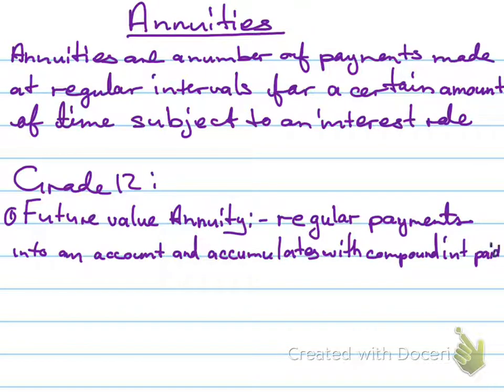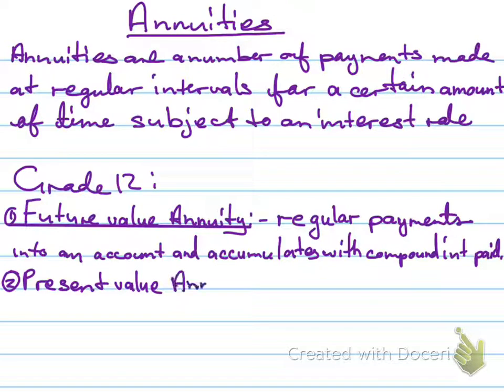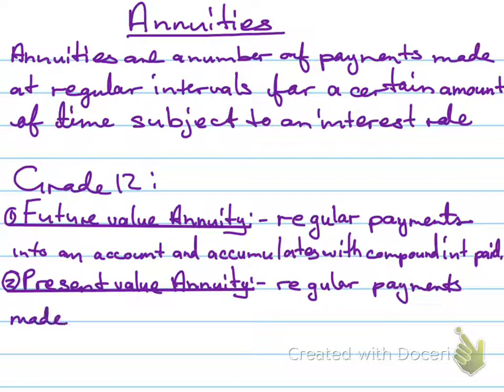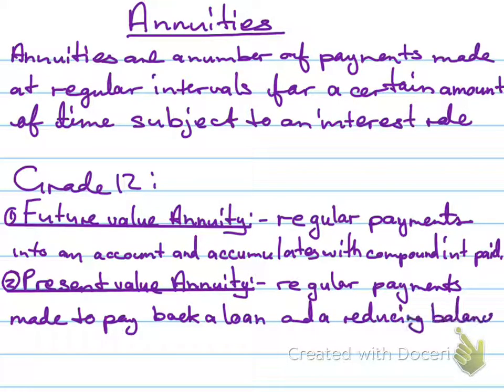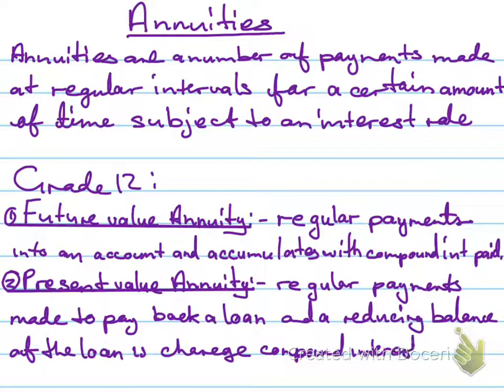So we call that the future value. And then present value, this is regular amounts made to pay back a loan. So this present value annuity, you get a lump sum now, and then you have to pay back that money in fixed installments over a given period of time. It's also subject to interest, which will be compounded.